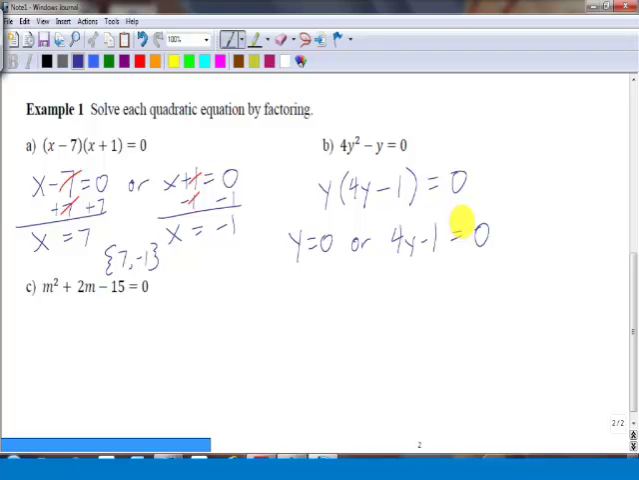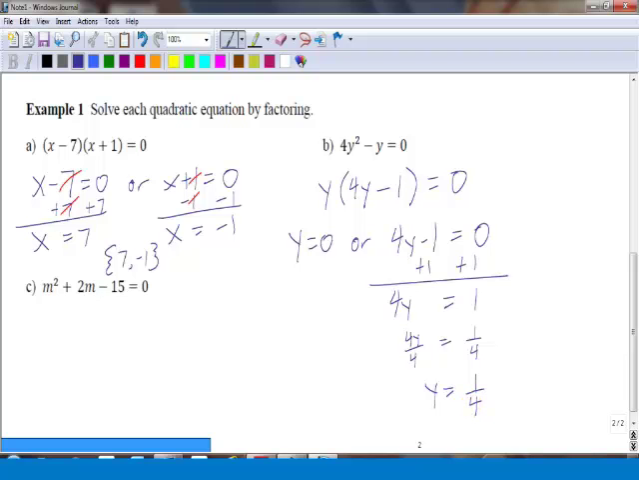Set each of those somethings equal to 0. Solve the resulting equations. Couple of steps for the second one. If 4y is going to be 1, y is going to have to be a fraction. Looks like 1/4.